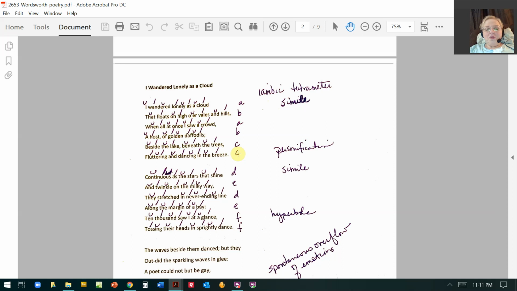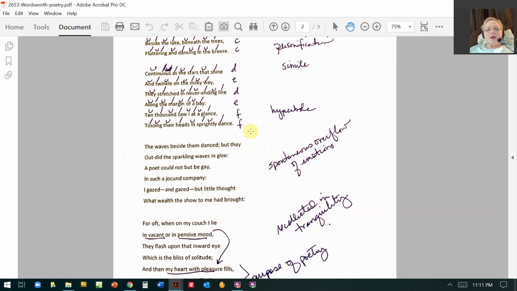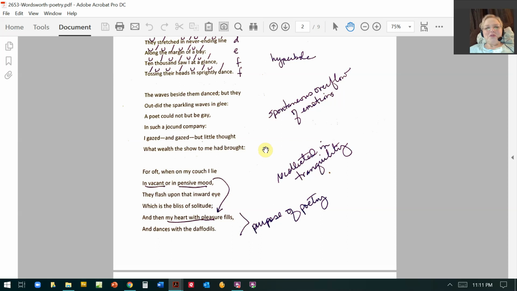And then here in the bottom, and we'll read through it, we do see where he's talking about this spontaneous overflow of emotions that are recollected in tranquility. And then at the very end it gives us the purpose of poetry. So let's read through it.